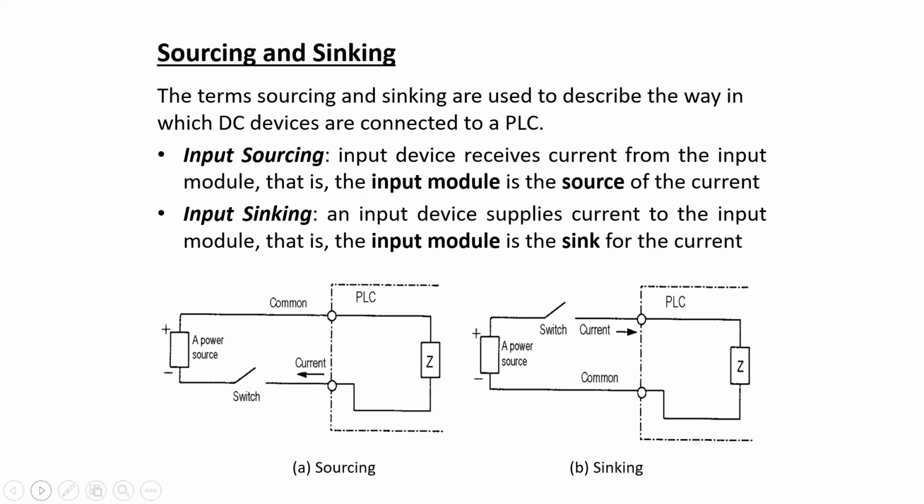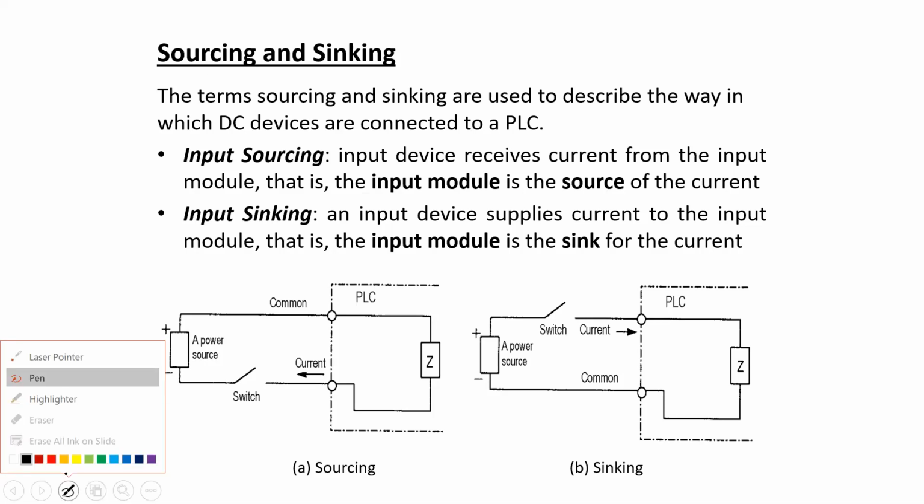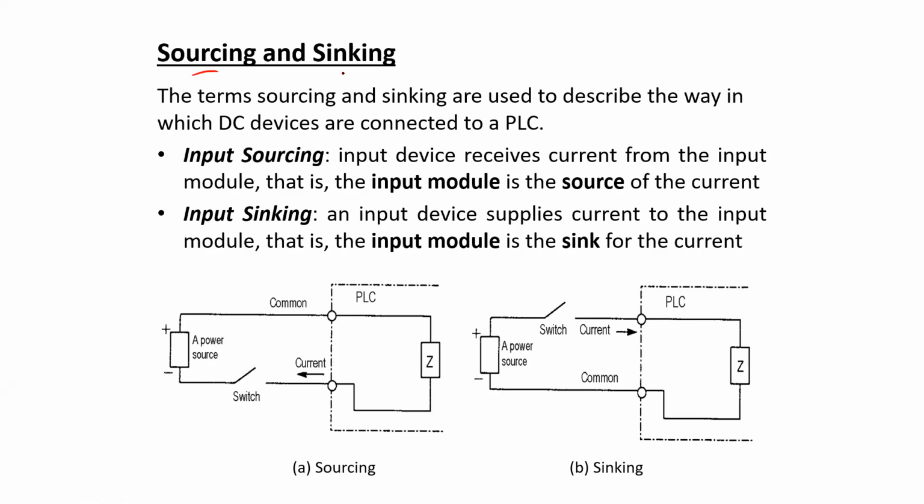Now, 2 terms I'm going to mention over here are sourcing and sinking. These 2 terms are often used by the manufacturer to indicate what type of connection you can make to a particular input port or a particular output port. So first of all, if we consider input ports, there could be 2 types of connection. One is called the sourcing connection, and another type is called the sinking connection.